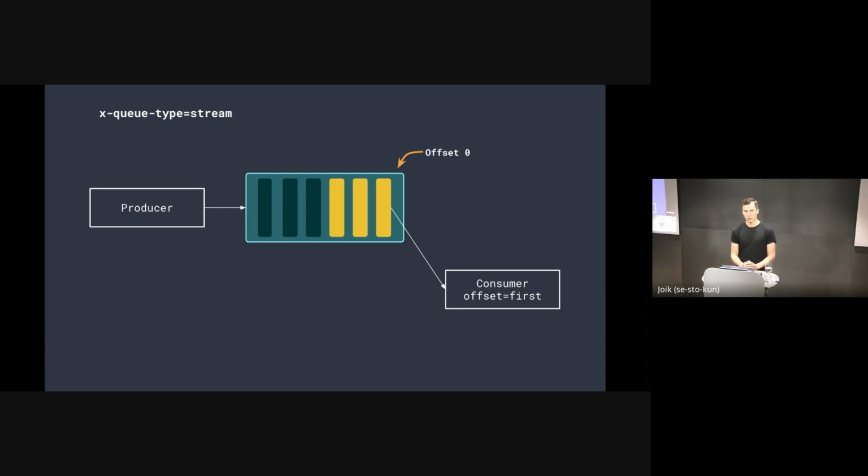What changes in a stream queue is on the consumer side. When you read the message, it's still there. It's not removed. And it's up to the consumer to say where to start reading from. So here you can say, I want to read from the first message in the queue, or from the beginning, or from the end of the queue. So in the stream queue, you get both of these benefits.